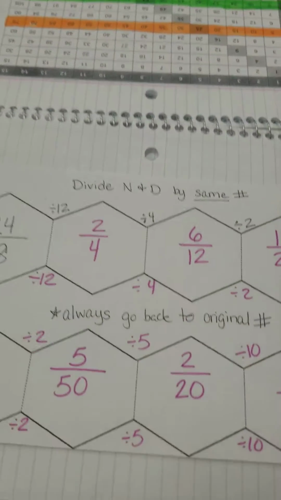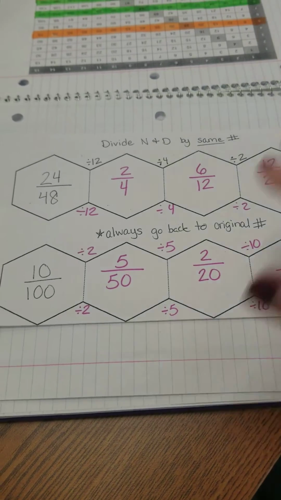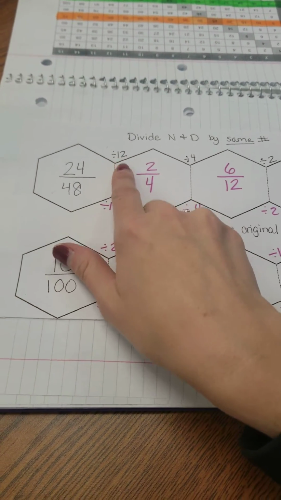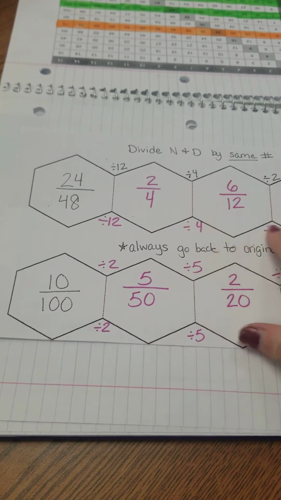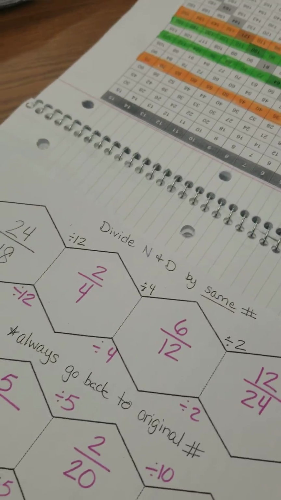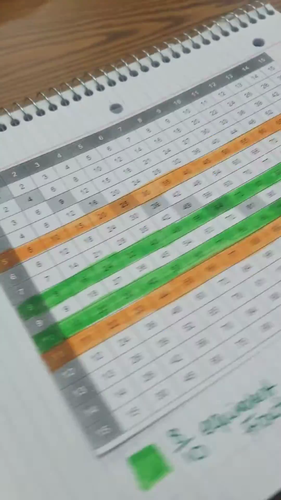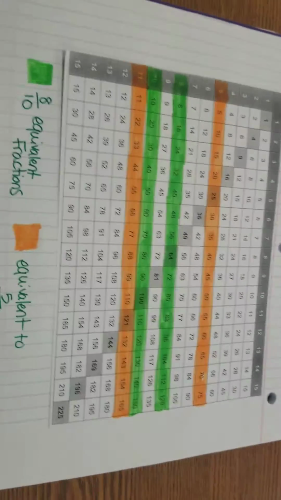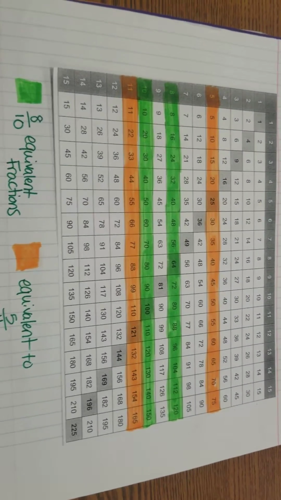The other page of notes we did is the same exact setup, but it's with division. So we started with a larger number, and we had them divide top and bottom by 12, by 4, and by 2. What we did today is we looked at a multiplication chart, and we talked about how you can find all kinds of equivalent fractions just using the multiplication chart.